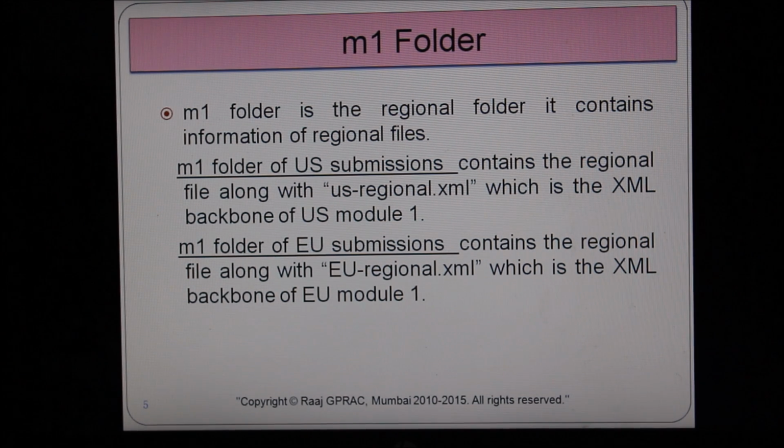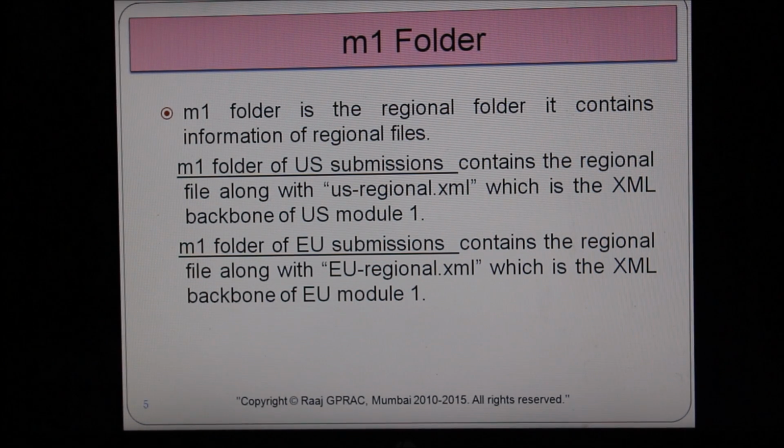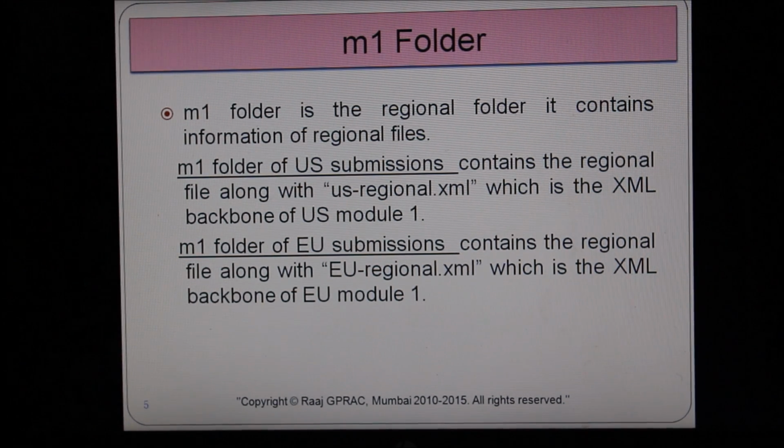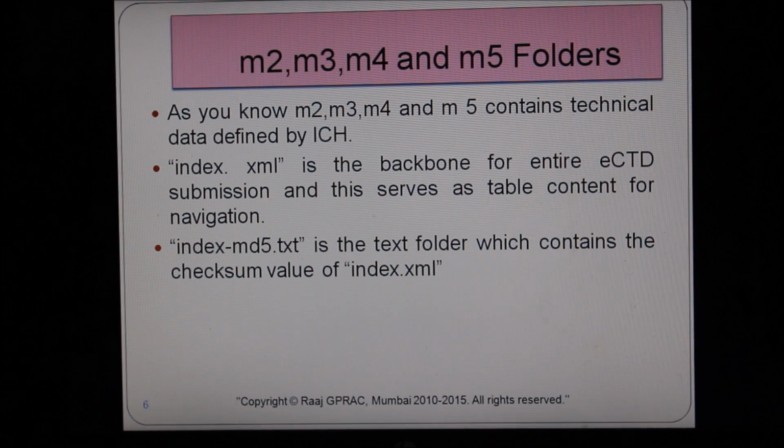The Module 1 folder of a US submission contains the regional file along with the US regional XML, which is the XML backbone of US Module 1. The Module 1 folder of a European submission contains the regional file along with the EU regional.xml, which is the XML backbone of European Module 1. Module 2, Module 3, Module 4 and 5 contain technical data as defined by ICH.